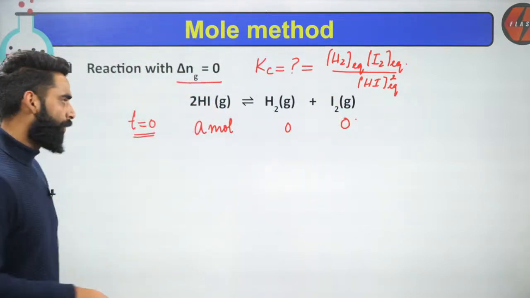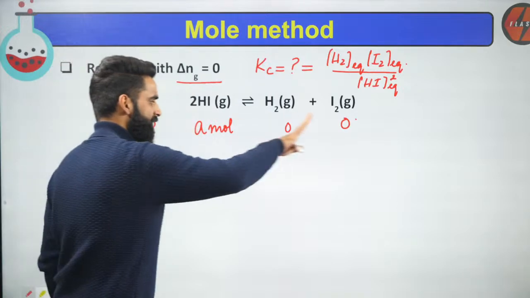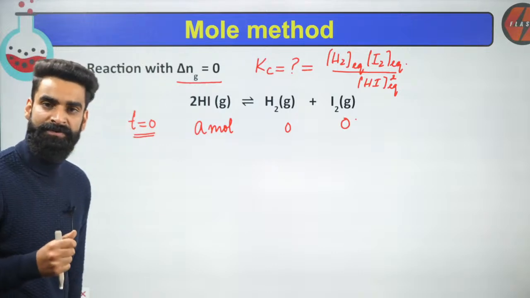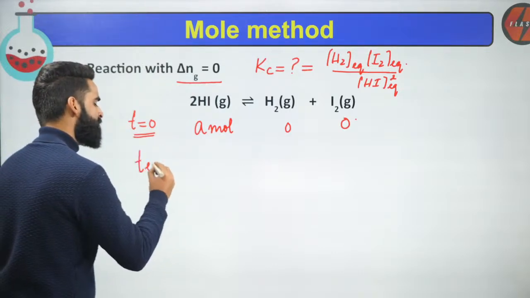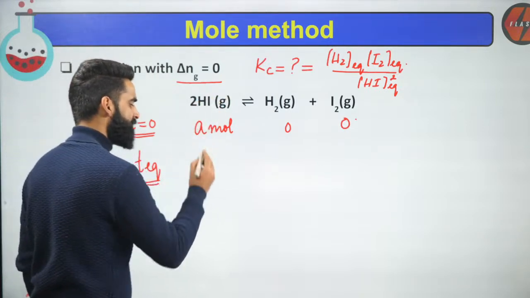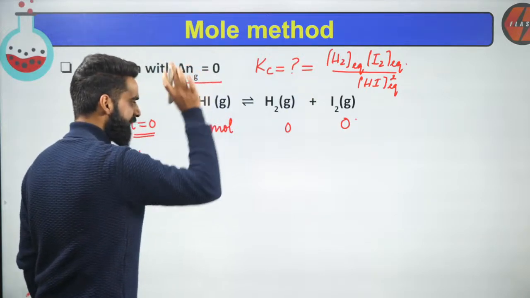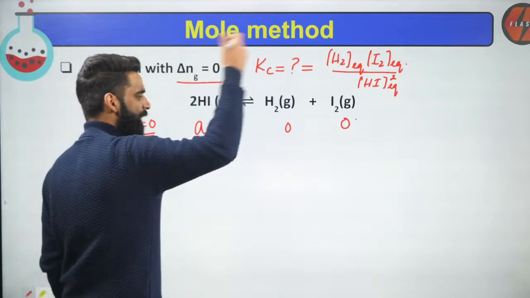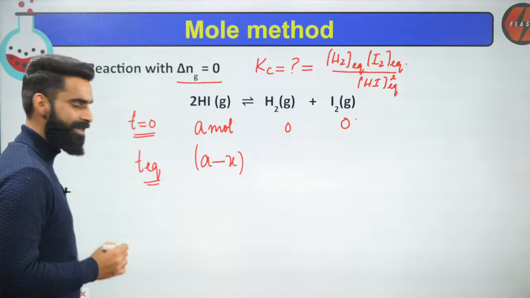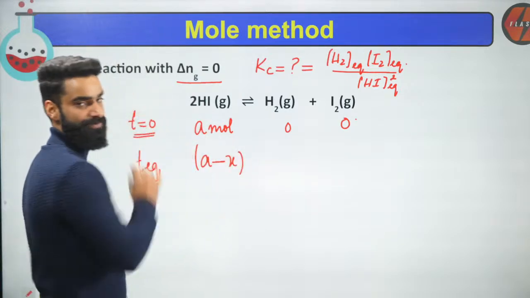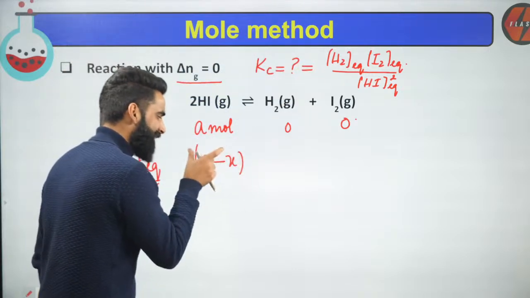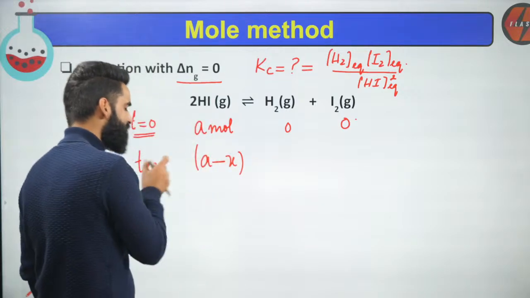Now people, what is going to happen? When the reaction starts, the number of moles of reactant will start to decrease, and there'll be a stage which we call the equilibrium stage. Let's say when equilibrium is attained, out of A moles of reactant, X moles have got converted into products. So I'll be left with A minus X moles of this reactant at equilibrium. These are the moles of HI at equilibrium.